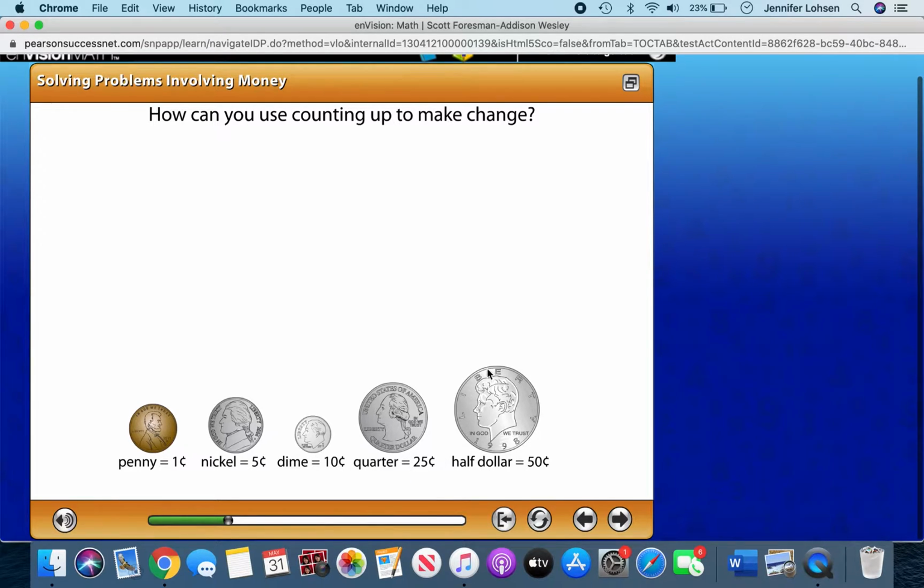And then this is something that you guys don't see very often, but it is still money. It's real. It's American currency. It's called a half dollar, and it's worth 50 cents. So you guys might come across these. You may have one, you may not. If you've never seen one before, come see me next year. I'll show you one in our classroom because I have one, and we can look at it.